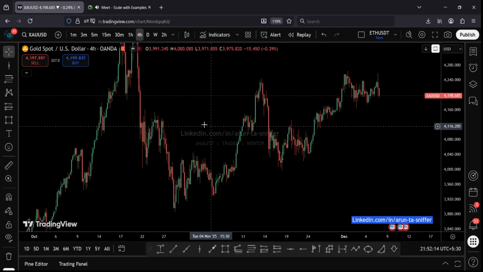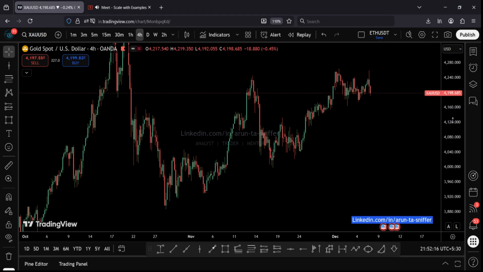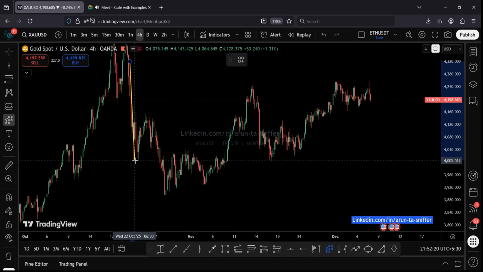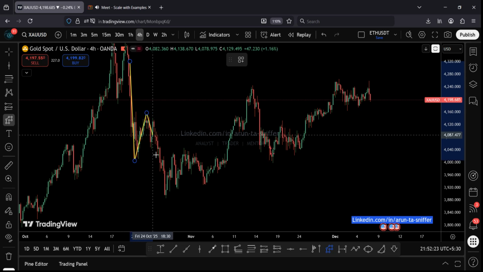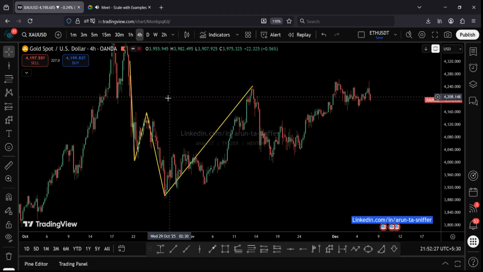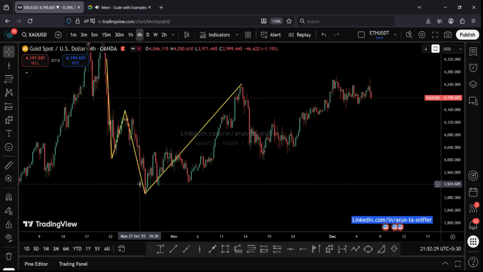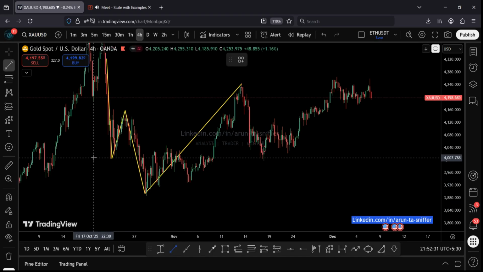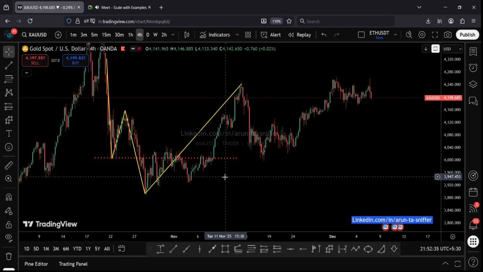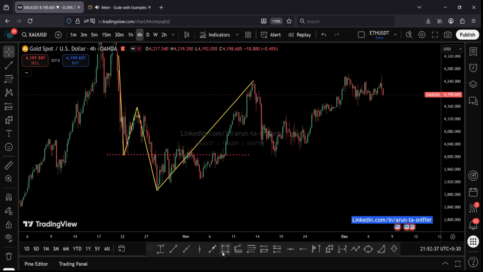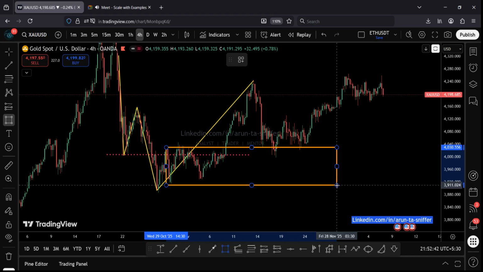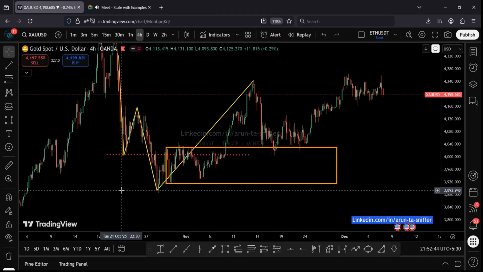We will find a structure, suppose we are finding a QM structure like this: low, high, lower low, higher high, right? After this, we know the price will reach back to the decision point. There is a possibility. So what will we do? We will draw an LSK. This one is our LSK, right?